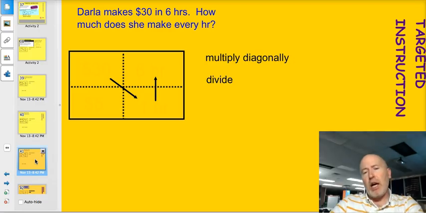All right, here's your first try it yourself problem. Darla makes $30 in 6 hours. How much does she make every hour? Go ahead, pop the numbers into the box and give it a shot. Go.